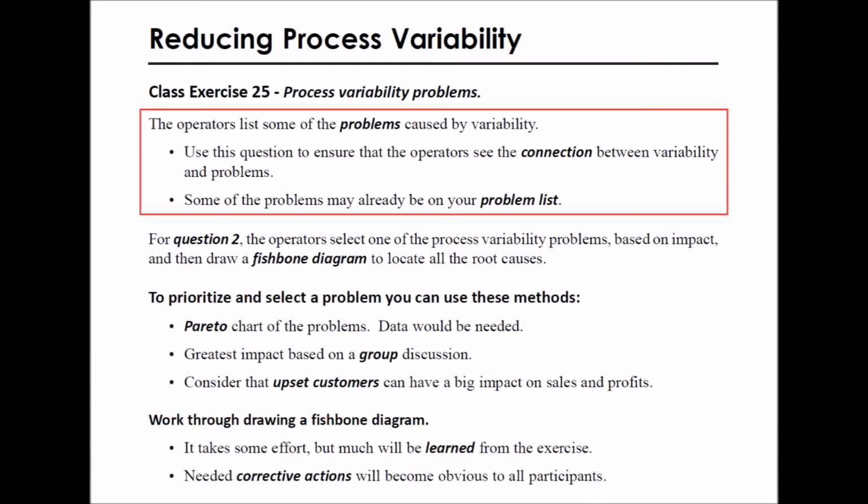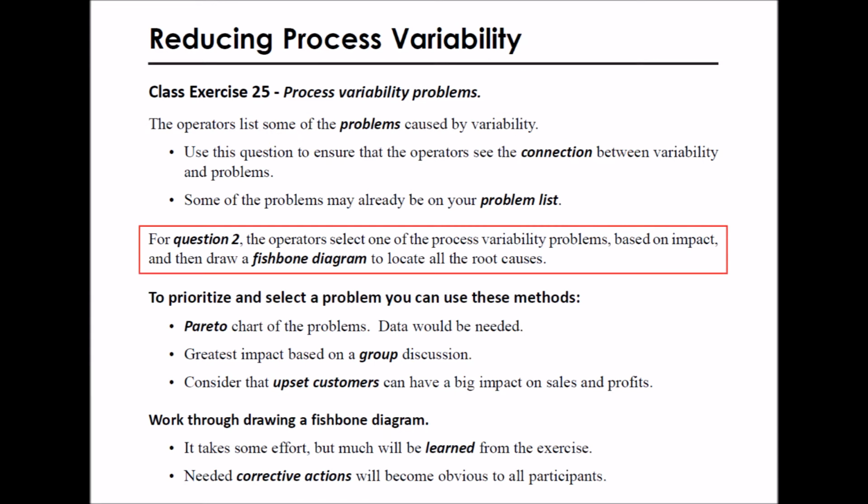In class exercise 25, the operators will list some of the problems caused by variability. Use this question to ensure that the operators see the connection between variability and problems. Some of the problems may already be on your problem list. For question 2, the operators select one of the process variability problems based on impact, and then in part 3, draw a fishbone diagram to locate all the root causes.